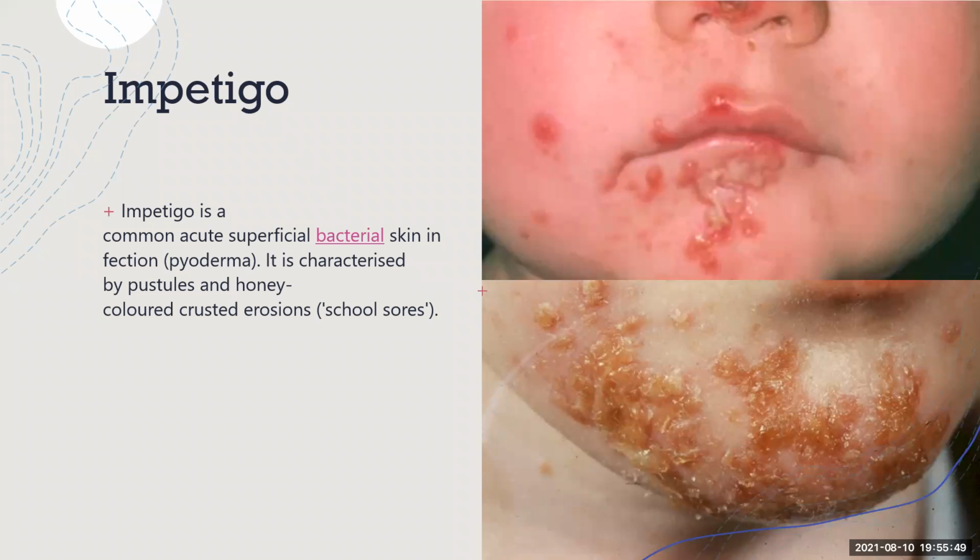Okay, this seborrheic dermatitis is found on the head of the babies, and this impetigo is found in the mouth and face area, around the mouth.